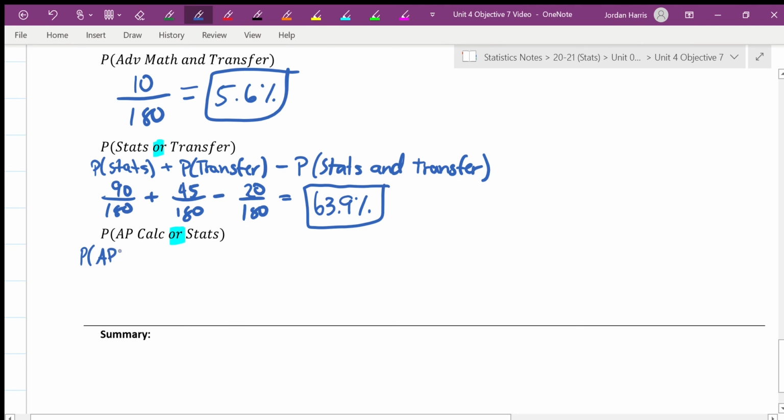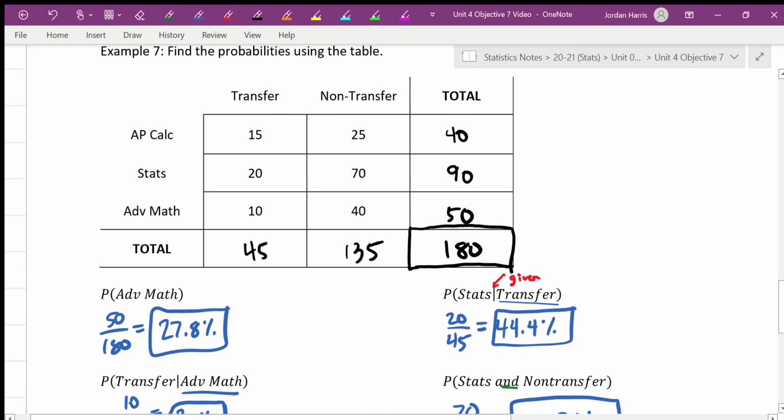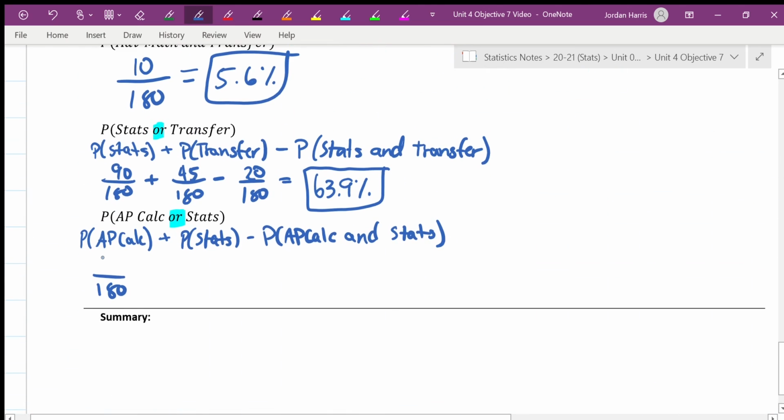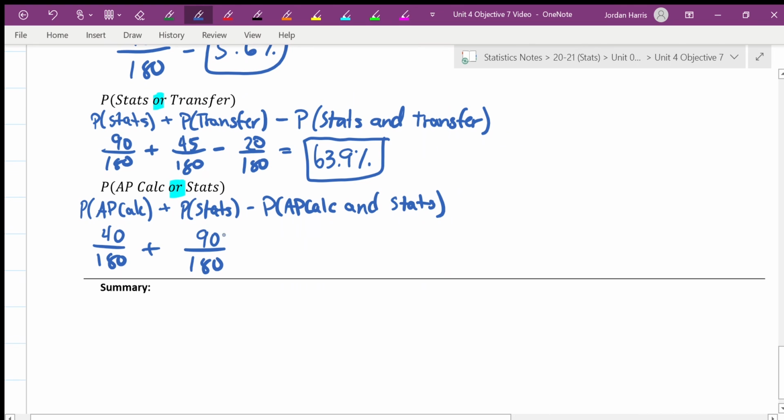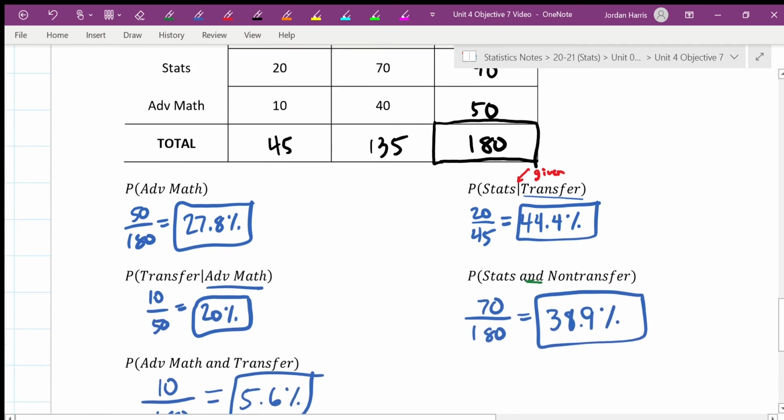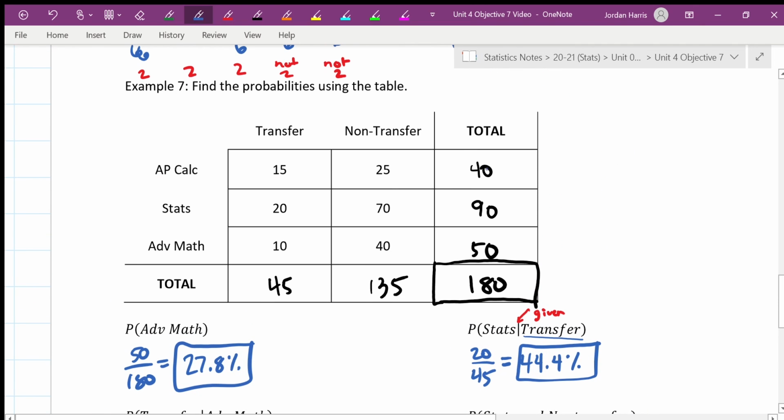Probability of AP Calc plus the probability of stats minus the probability of AP Calc and stats. It's or again, so we have that. Probability of AP Calc, well, out of 180, right? Looking at the total group, how many AP Calc? 40. Plus, probability of stats, okay? How many total stats? 90. Minus the probability of both. So out of 180, how many students are in both AP Calculus and Statistics?